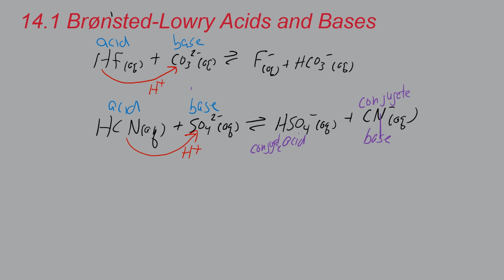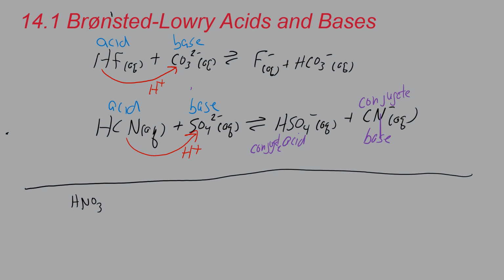Now, one thing I could ask you, so let's draw a little separator line here, is now that you know what this is, I could give you a species and ask you what is its conjugate acid or what is its conjugate base. So, for example, from way back when, HNO3 was something that you should know as nitric acid. What is its conjugate base?